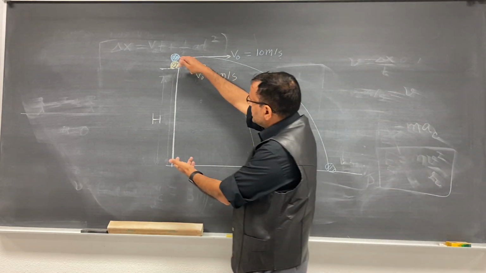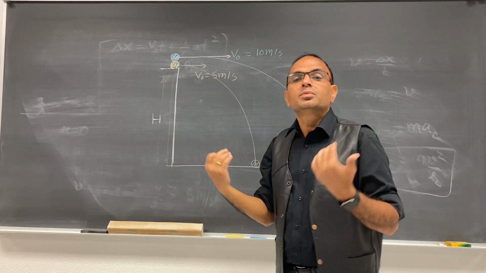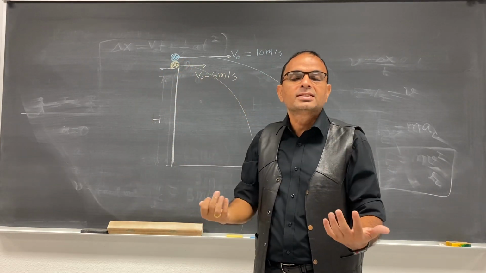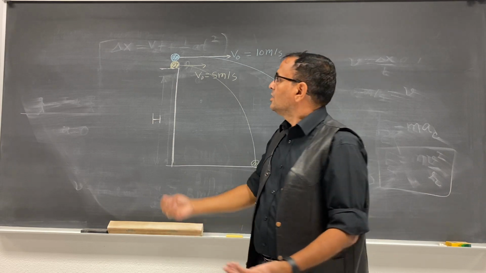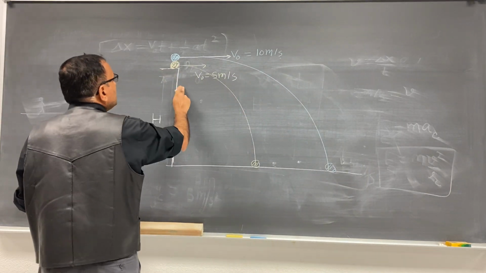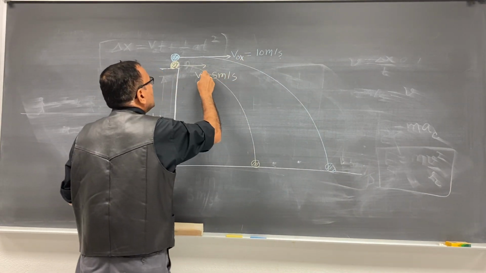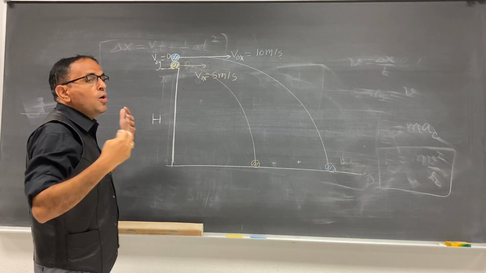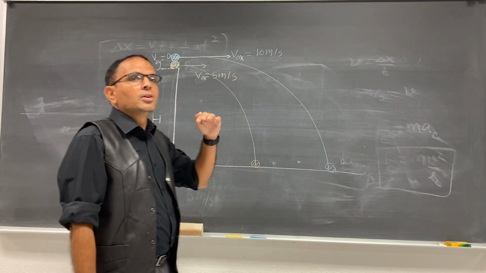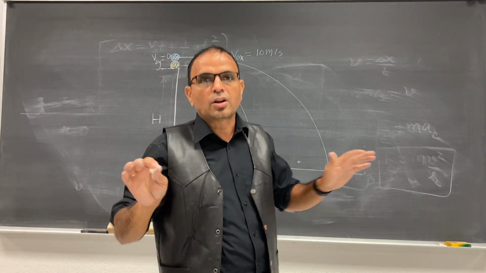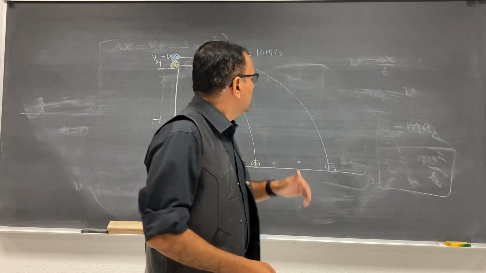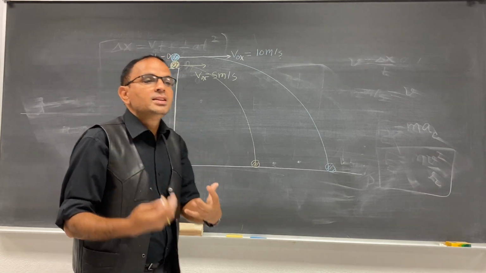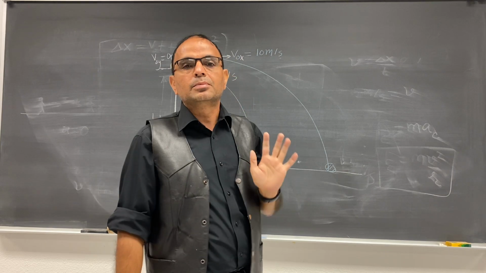The vertical height traveled by both objects is the same. And the initial vertical velocity v0y is 0 for both objects, blue and yellow. And they travel the same vertical height. That means they hit the ground exactly at the same time.